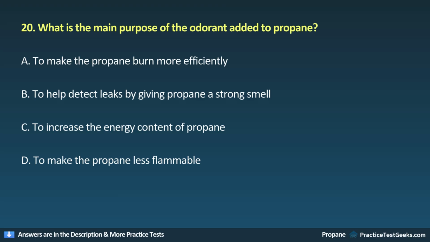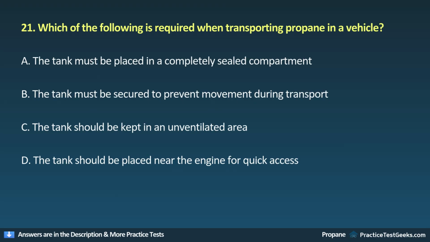A. To make the propane burn more efficiently. B. To help detect leaks by giving propane a strong smell. C. To increase the energy content of propane. D. To make the propane less flammable. 21. Which of the following is required when transporting propane in a vehicle?